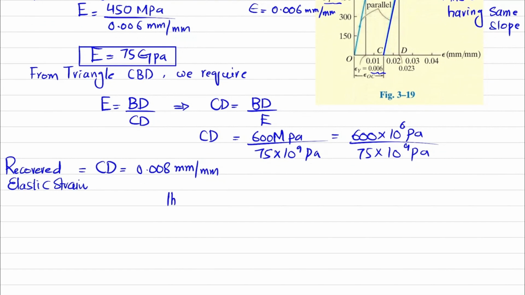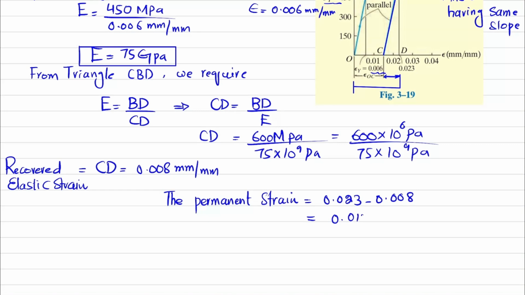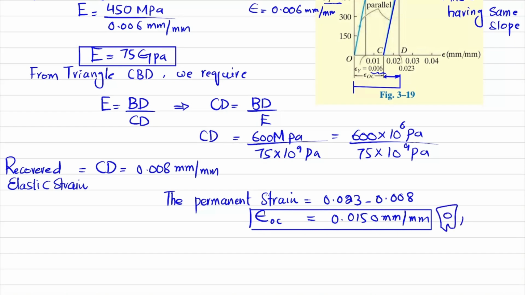So the permanent strain will be equal to this total strain, which is 0.023. This is the total strain. So this will be 0.023 minus, if you remove this recovered strain, which is CD, and that is equal to 0.008. Clear? So we will get 0.0150 millimeter per millimeter, and this permanent strain, which we call epsilon OC, is the permanent strain that will remain in this material even when you remove the 600 megapascal load from the material. So this is the answer of our first part.